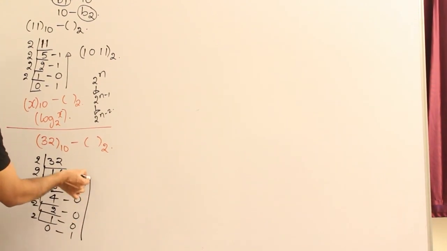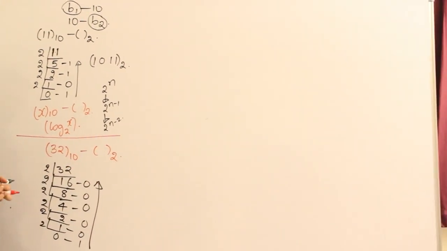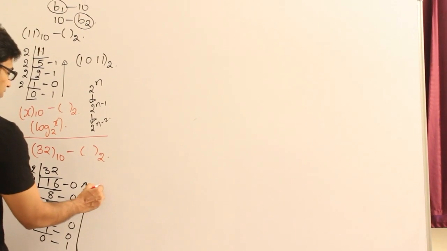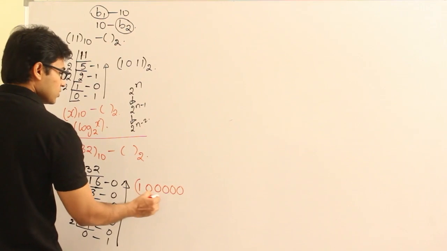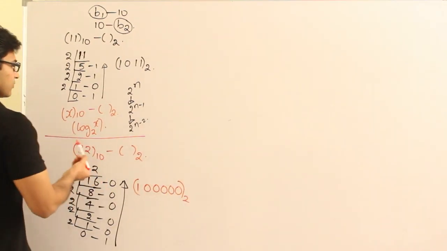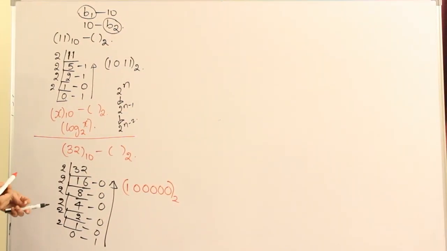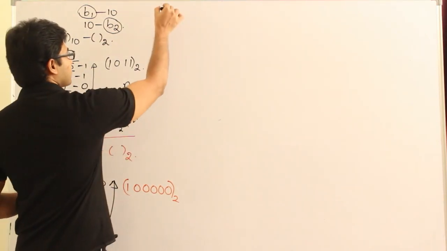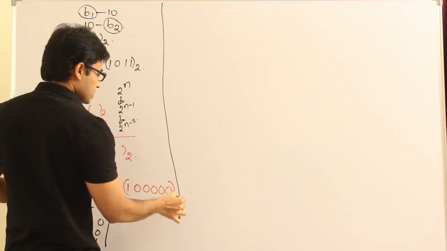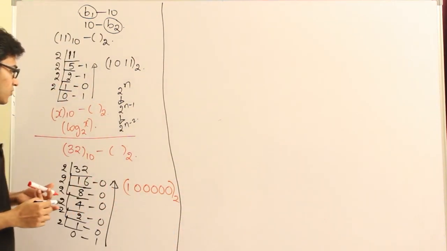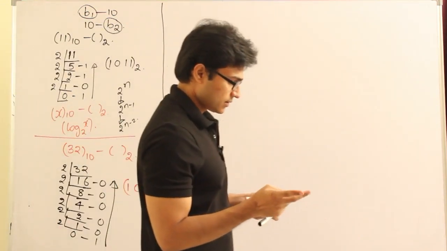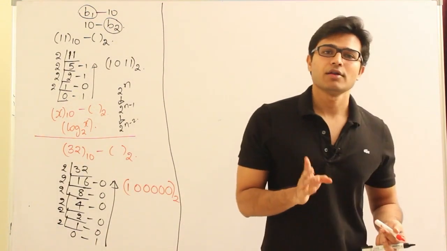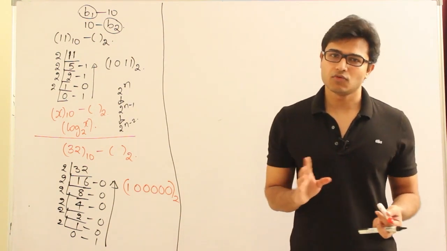Now you put all of them from bottom up. So how many digits do you get? The final answer is 1 0 0 0 0 0, five zeros after the 1. This is 32 in base 2 if you go with the conventional method of converting it. But don't do this. I'll tell you some other method by which you can do it easily, right? Before going to that method, I just want you to observe something. Whenever you have bases in powers of 2, or in powers of 3, or in powers of 4, like this.